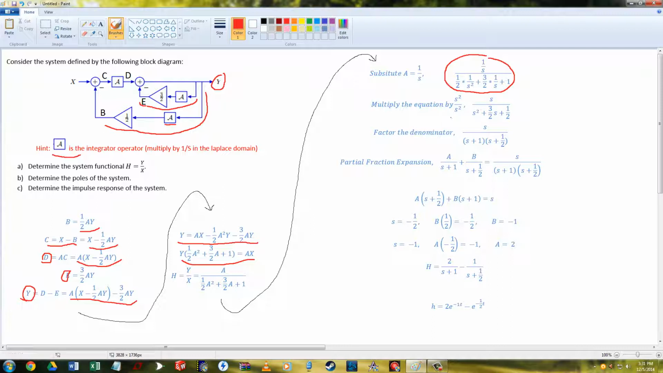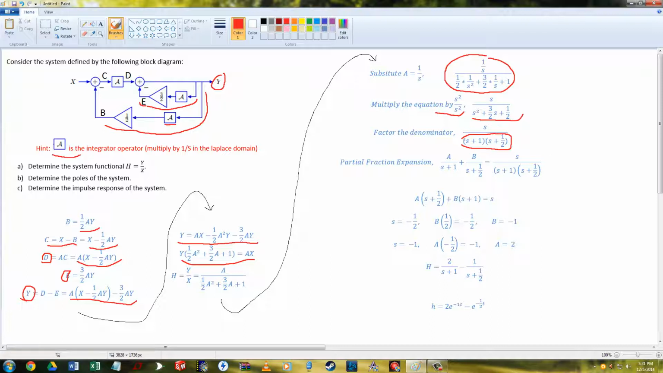To get this in a form that's a little easier to work with, we'll multiply by s squared over s squared, which turns our function into that right there. It's easy to see that the denominator is factorable: 1/2 times 1 equals 1/2, and 1/2 plus 1 equals 3/2, and then obviously our s squared. That's a pretty easy factorization, and that would actually be good enough if all we had to do was determine the transfer function H equals Y over X.